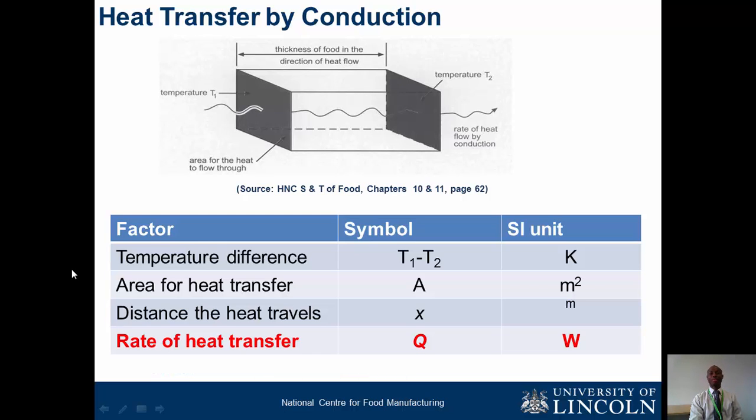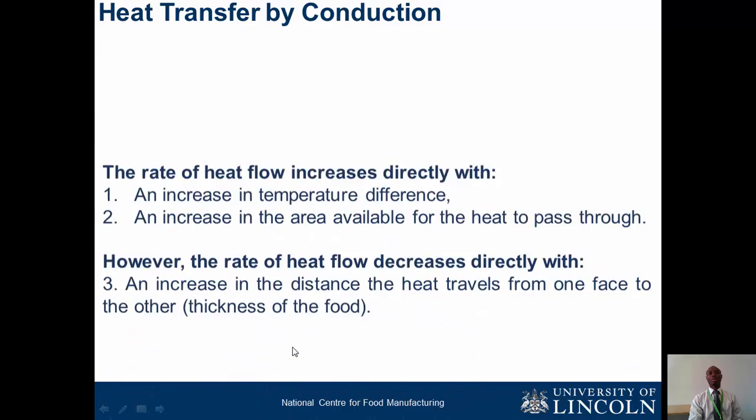We have the first one, the temperature difference, and that is measured in Kelvin. We have the area for heat transfer, whose symbol is A and is measured in meter square. And the distance the heat travels, this is X, the thickness of the material, and it is measured in meter. And we know we are talking about the rate of heat transfer. So let's look at what happens.